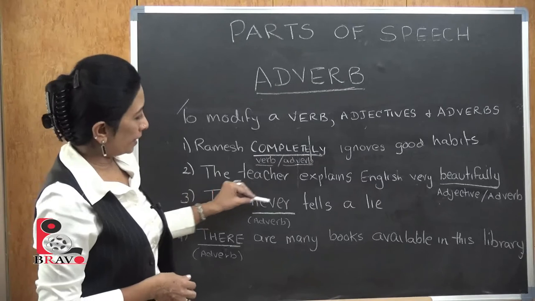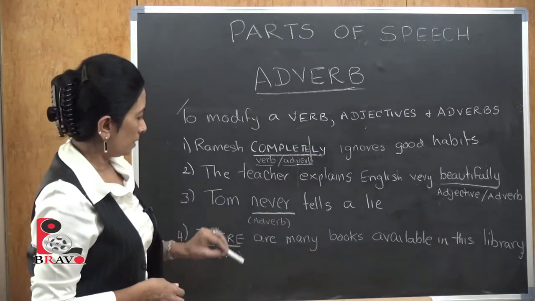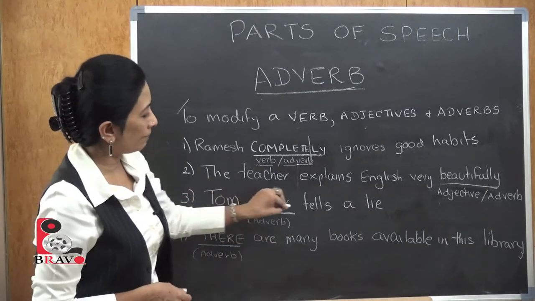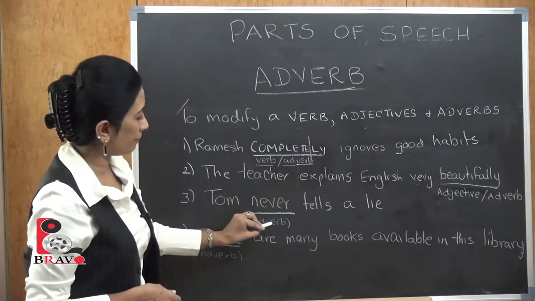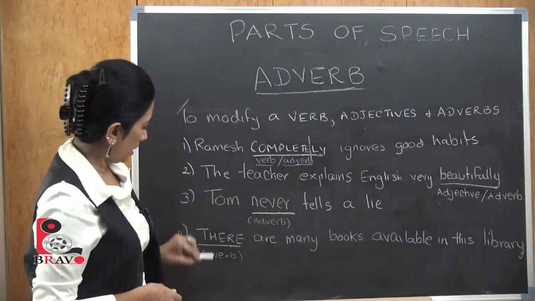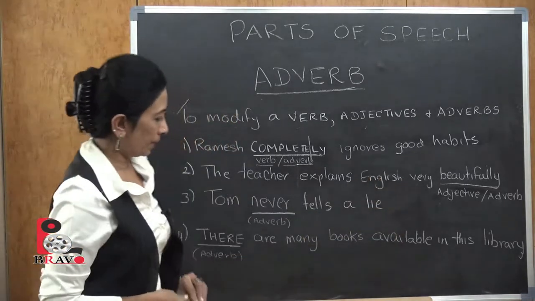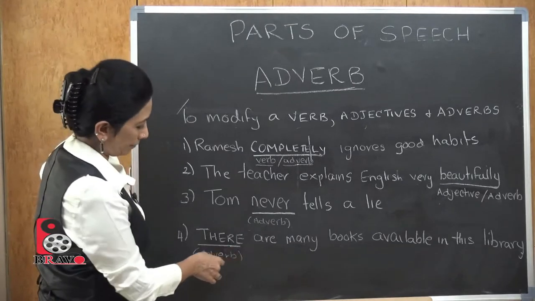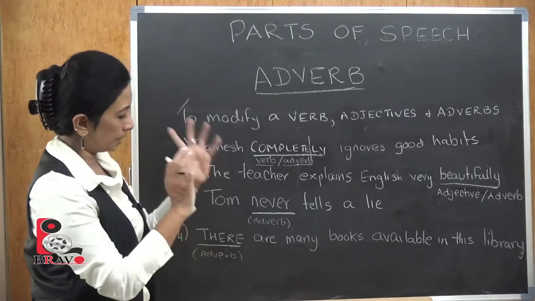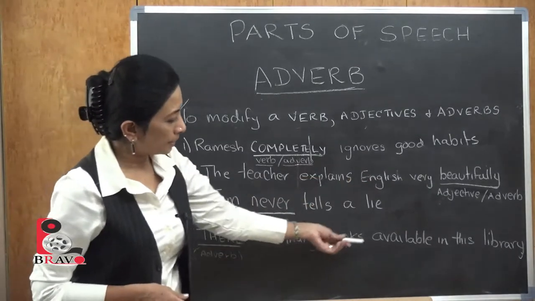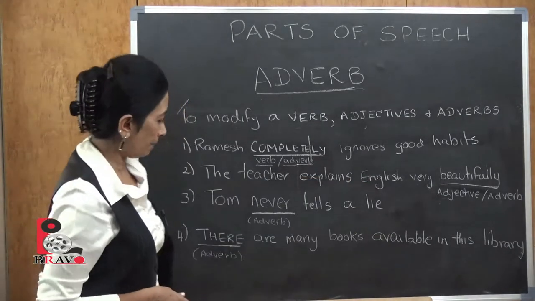Tom never tells a lie. So here never is the adverb. The adverb is the word never. There are many books available in this library. Here, in the beginning itself, the adverb there comes. It emphasizes how many books are there.